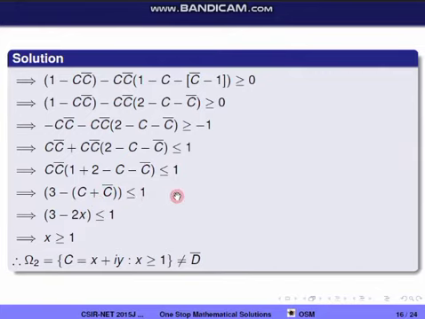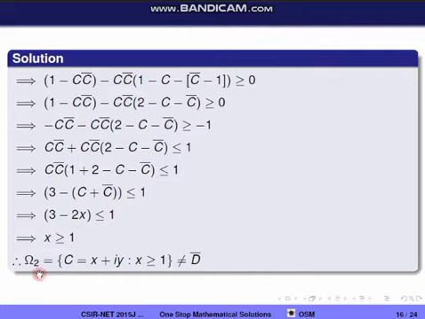We know the real part of Z is equal to Z plus Z conjugate by 2. Therefore, Z plus Z conjugate is twice the real part of Z. So using that, we'll get this is equal to twice the real part of C. If C is x plus iy, then this is equal to 2x. So this implies 3 minus 2x less than or equal to 1. Once we simplify this inequality, we are getting x is greater than or equal to 1.